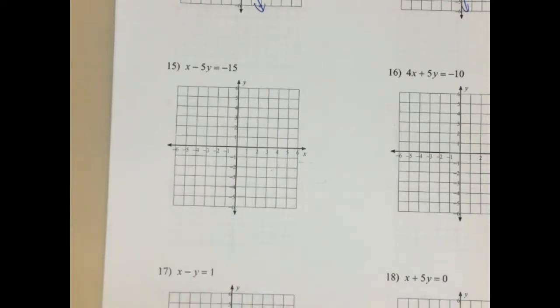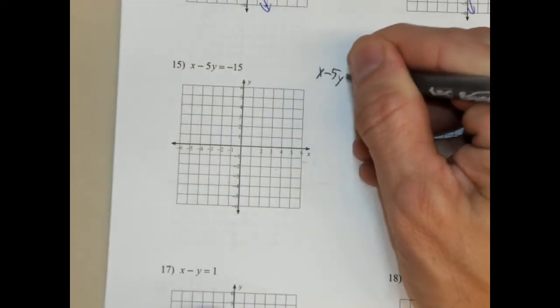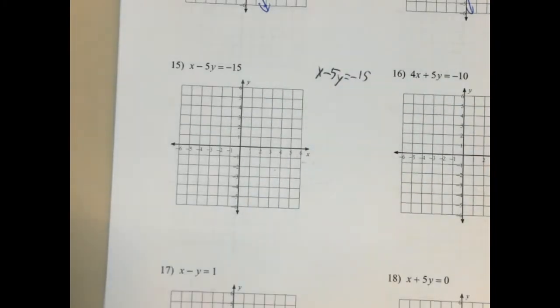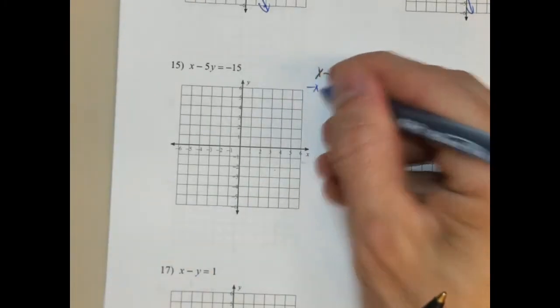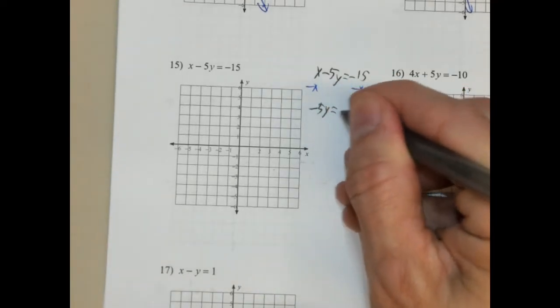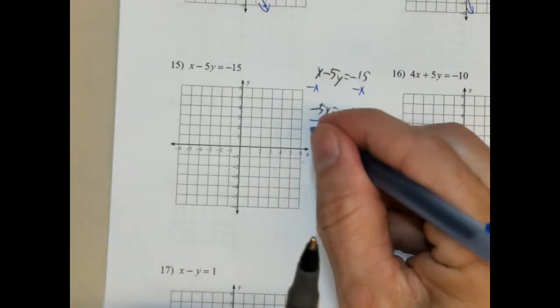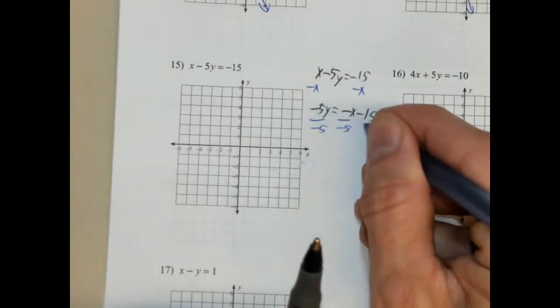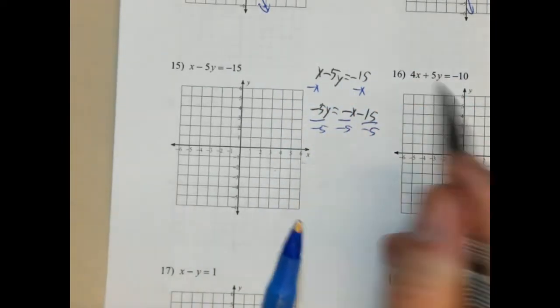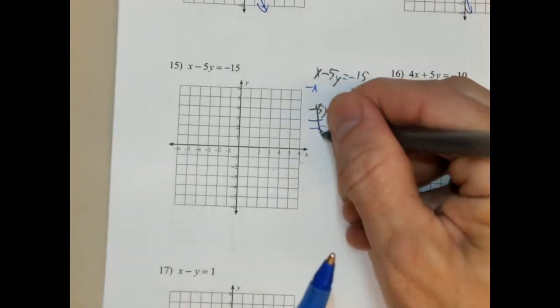Alright, so here we have x minus 5y equals negative 15. We're going to get y by itself, so we're going to subtract x from both sides. And we have negative 5y equals negative x minus 15. And we divide by our coefficient, which is negative 5. We divide everything by negative 5. Make sure you write underneath each term here. Don't just write a big fraction bar with a single 5. You'll see why in a second.